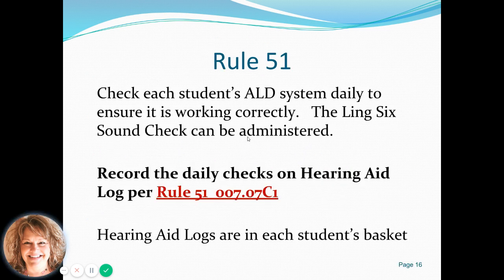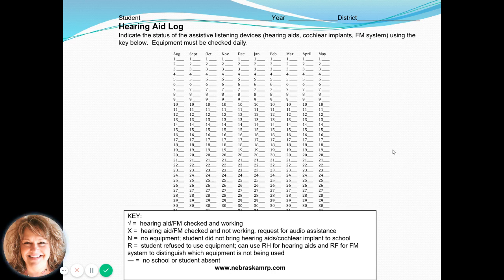Through Rule 51, you need to be checking your students' assistive listening device daily to ensure that it's working, and you can do that using the Ling 6 sound check. You also need to be recording the daily checks on the hearing aid log, which is found in the student basket. And the hearing aid log looks like this.